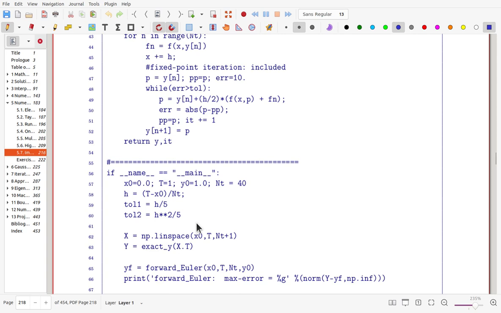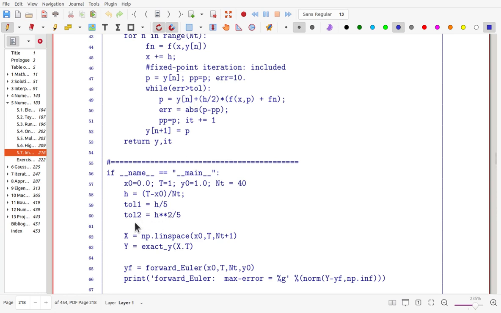Okay. Now this is the problem setup: the beginning point, the terminal point, the initial value, and the number of sub-intervals. Then h can be defined in this way. Now we have two tolerances. Tolerance 1, h over 5, is for the first order schemes, that is backward Euler and forward Euler.